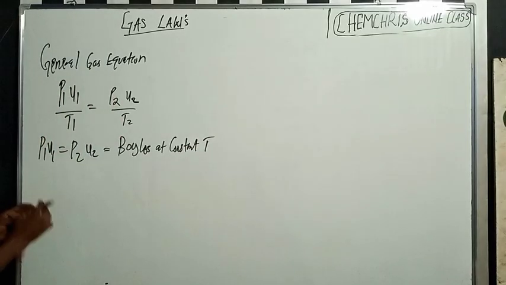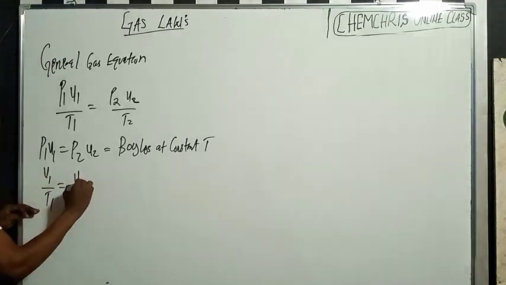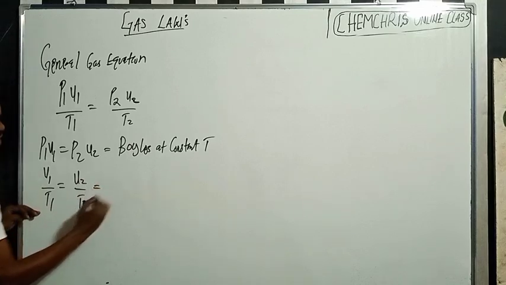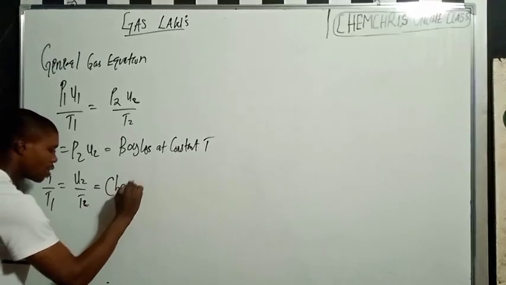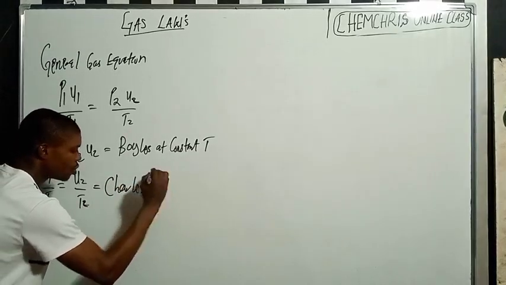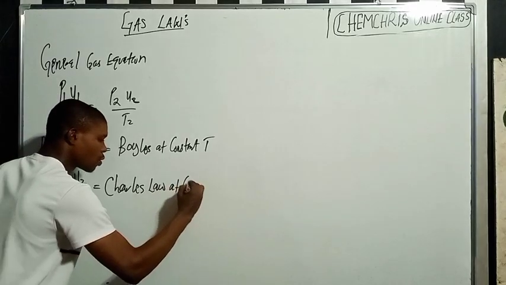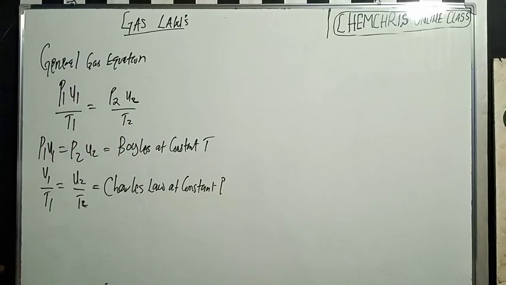Then you can link V1 over T1 equals V2 over T2. This is called Charles's law, and it occurs at constant pressure.